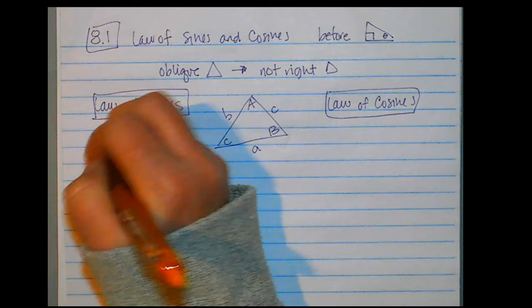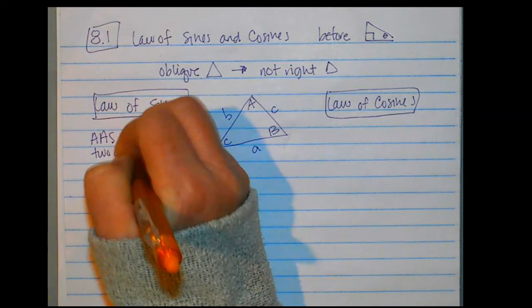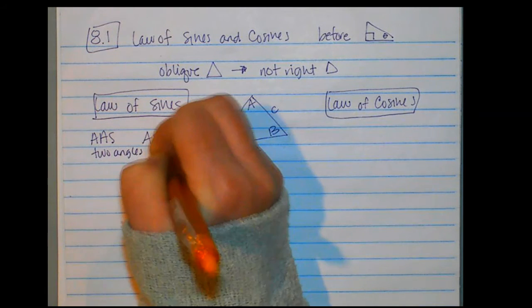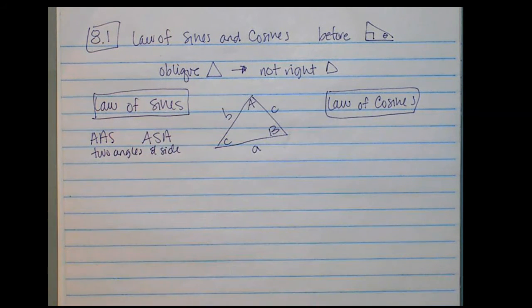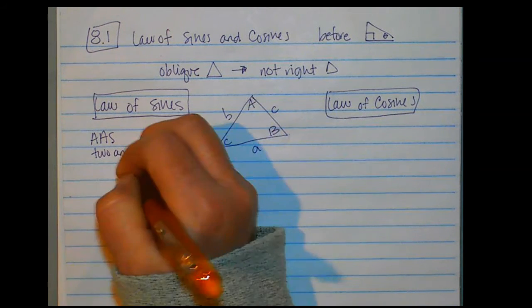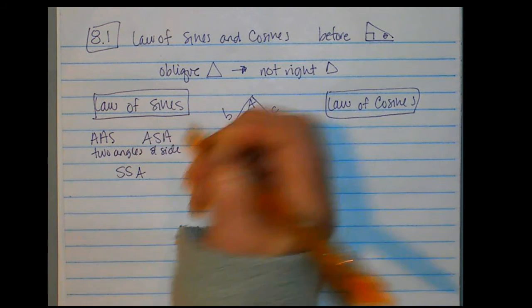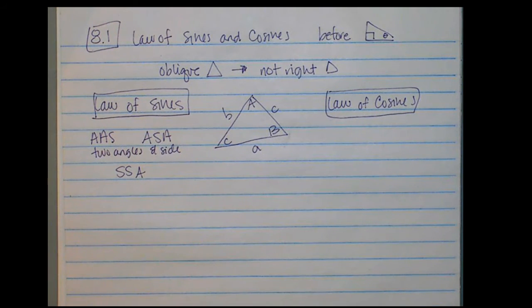So if you're given two angles and a side, you remember those sort of abbreviations. If we have that information, we would use the law of sines. And we have this other one that Mr. Seiler didn't let you use, which we're going to call side, side, angle. Okay, that's what we're going to call it.